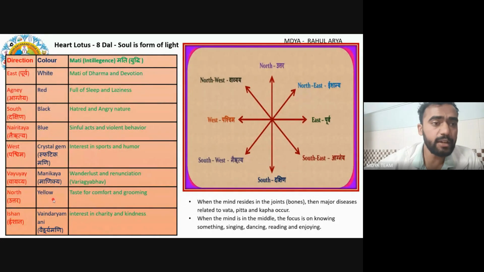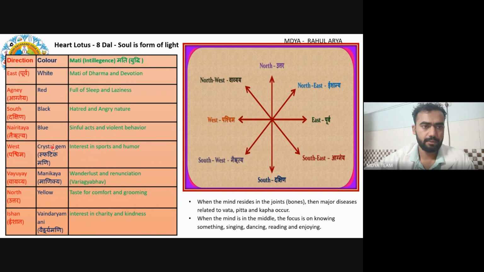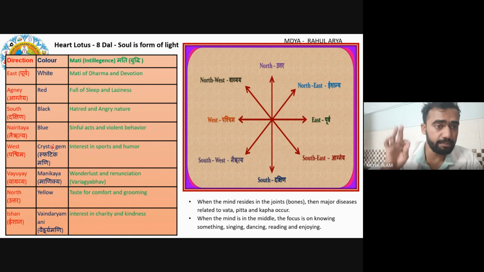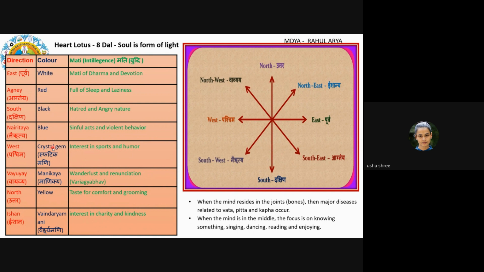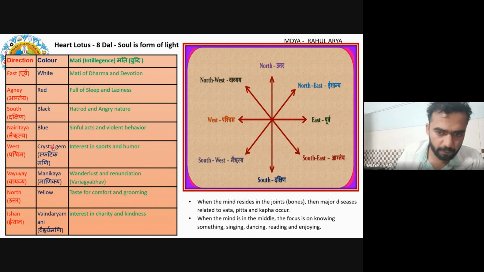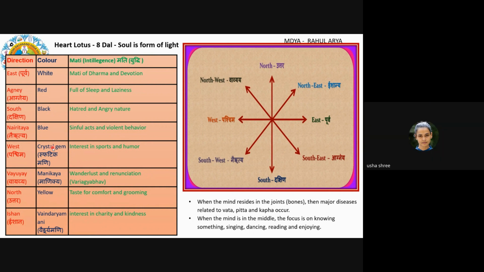North, it is yellow. And Ishanya is Vaidurya color. It is Vaidurya, Manikya, and crystal. I don't know how you will remember, but this will come. Ishanya is the last one. Vaidurya, please check it. They use the words Vajra and Vaidurya together.